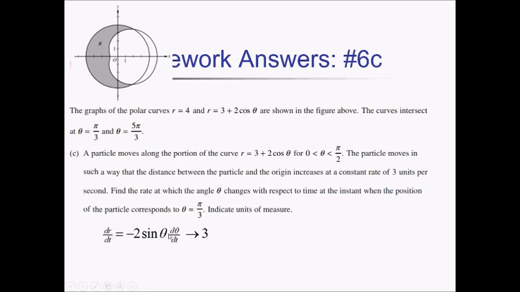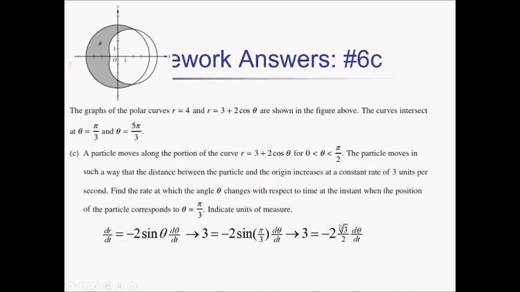Now the theta itself. They said when the position of the particle corresponds to theta of pi over 3, so theta is pi over 3. So we have negative 2 sine of pi over 3, all of that times d theta over dt. What is the sine of pi over 3? You don't actually need to know it. You could just write d theta over dt equals 3 over negative 2 sine of pi over 3, and since it's all constants, you would be good. But sine of pi over 3 is really 60 degrees, so that's going to be radical 3 over 2.